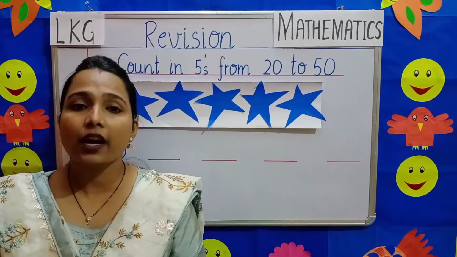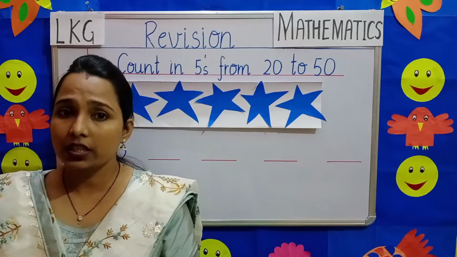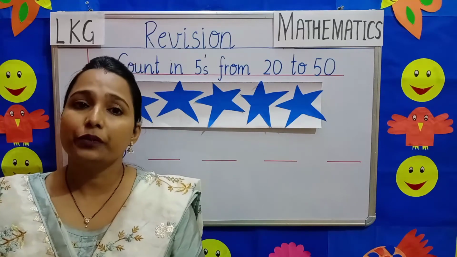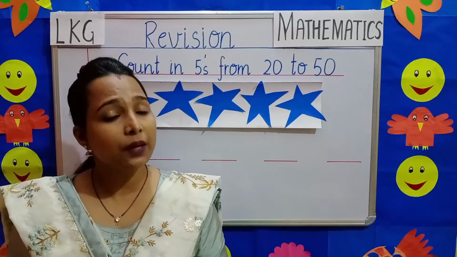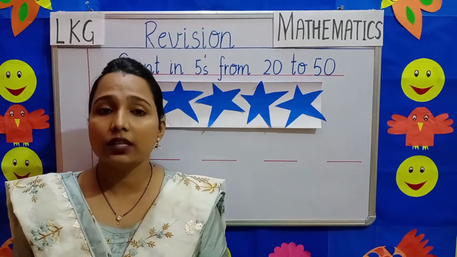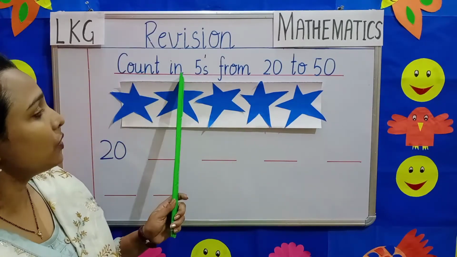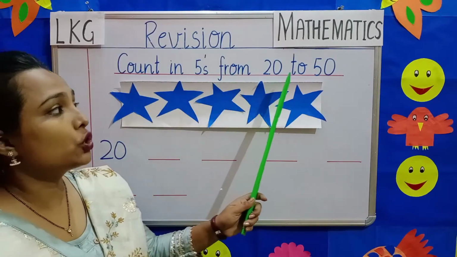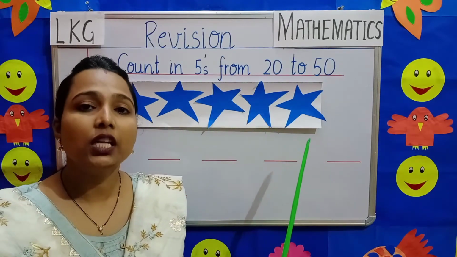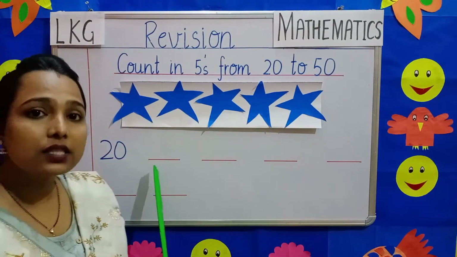Now we shall revise count in fives. Children, as you have learnt earlier, count in 5 means we count 5 objects. And here we skip 4 numbers and take the 5th number as our answer. So as you see, our question here is count in 5s from 20 to 50. Now, can you see 5 stars over here, children? Yes, you can count these stars and write your answers here.